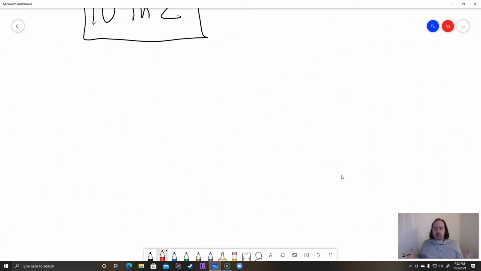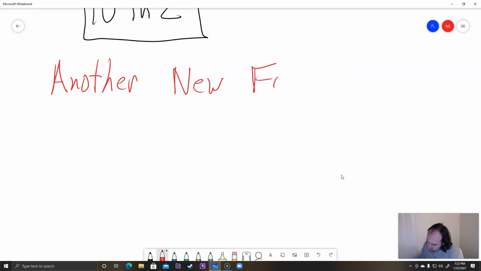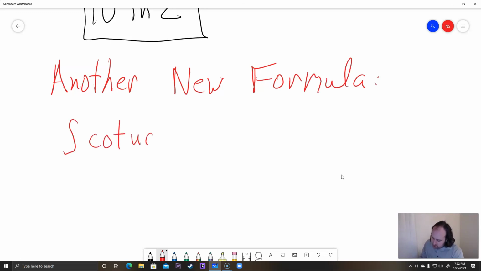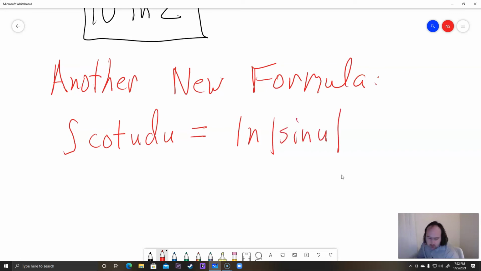But I'm not actually going to do a full problem because the full problem is basically the same thing as what we just did. It's just going to be cotangent instead of tangent. Okay? So another new formula. So this one is for the integral of cotangent of u. So the integral of cotangent of u du actually turns out to be ln of absolute value of sine of u plus c.